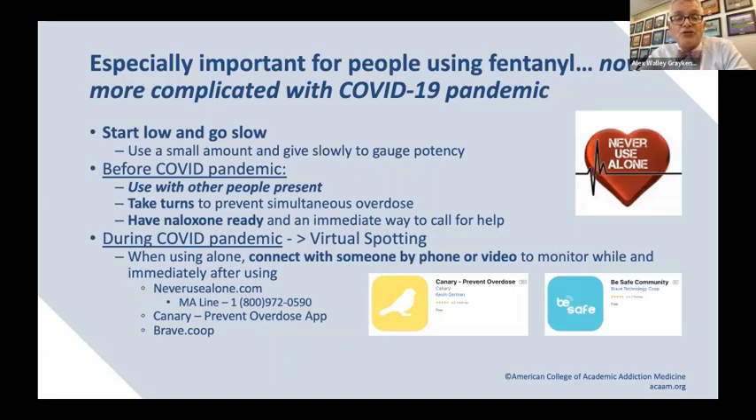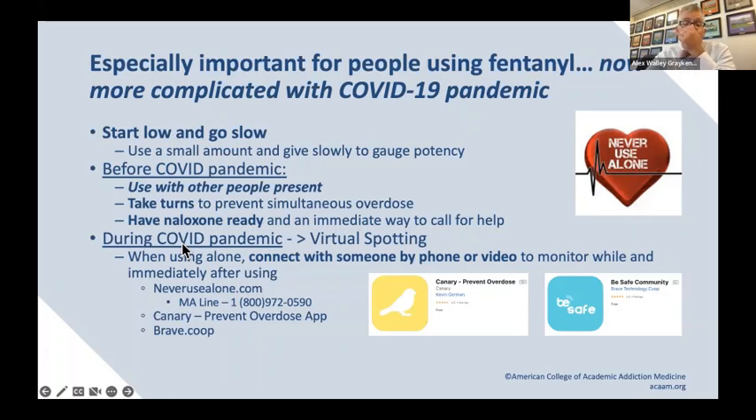This training is especially important for people using fentanyl, and it's now more complicated with the COVID-19 pandemic. So we want people to start low and go slow. If they're going to use opioids, we want them to use a small amount and go slowly to gauge the potency. This is really important for fentanyl. Before the COVID pandemic, we had said use with other people present and take turns to prevent simultaneous overdose, have naloxone ready, and have an immediate way to call for help. Those things all still apply.